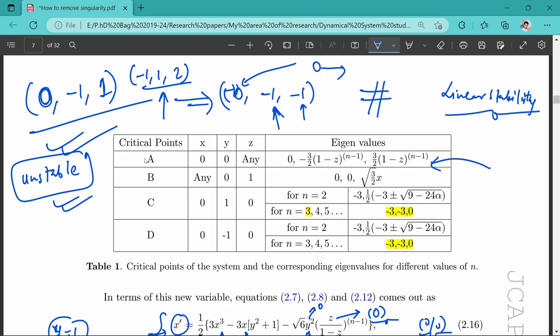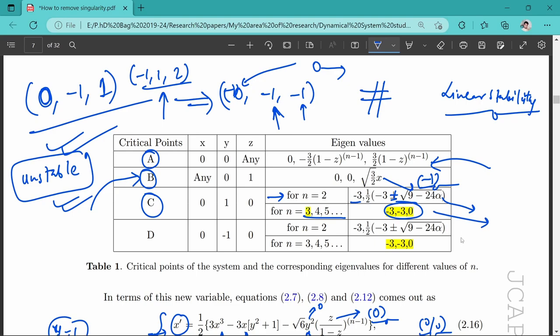Now on the other hand, for point B, if x becomes negative, we don't know what happens to B again. For C, they have shown that for n equal to 2, the eigenvalues are -3 and then -3 plus minus this expression. So based on alpha, you have to find out if all the parts are negative, and then again we cannot say anything about it. If any of the parts is positive, then you can say it is unstable. Similarly here, for 4, 3, 4, 5, again we cannot know about this point.